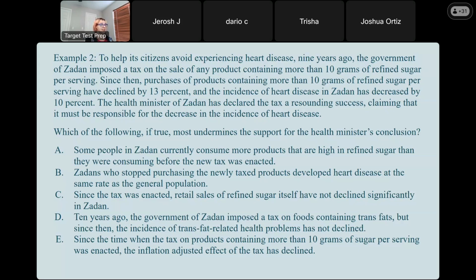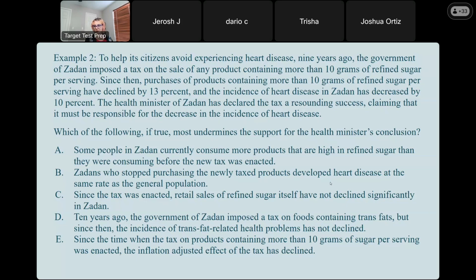It could still be the case that the tax was a resounding success, even if the inflation-adjusted effect of the tax has declined, because say the tax was 10%, and the inflation-adjusted effect of it is now down to 8%. Well, that's still 8% more than they would spend. So the fact that it declined does not mean that it's having no effect. So I believe we like B.